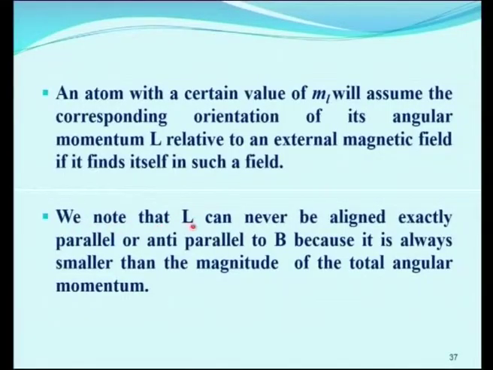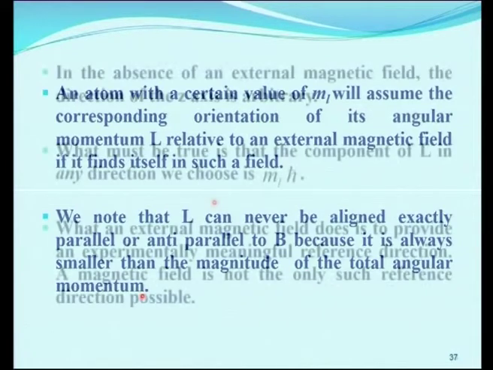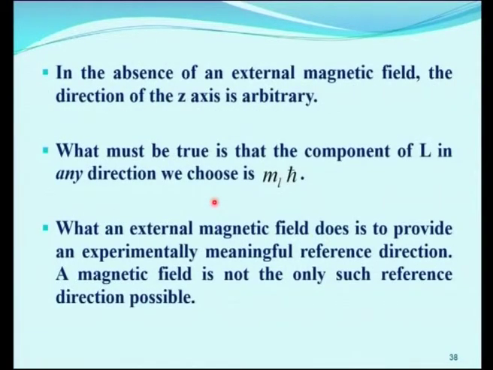So, we note that L can never be aligned exactly parallel or anti-parallel to B, because it is always smaller than the magnitude of the total angular momentum. In the absence of an external magnetic field, the direction of the z axis is arbitrary. What must be true is that the component of L in any direction we choose is ml times h cross.